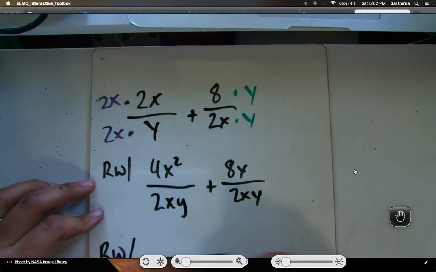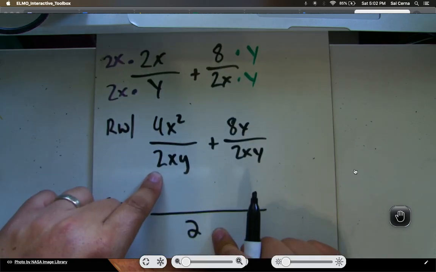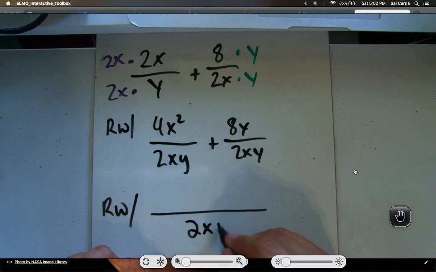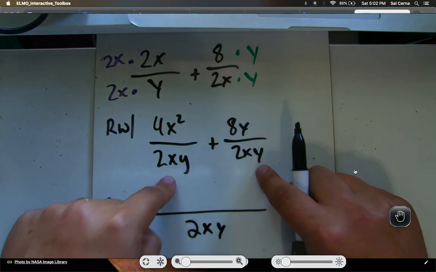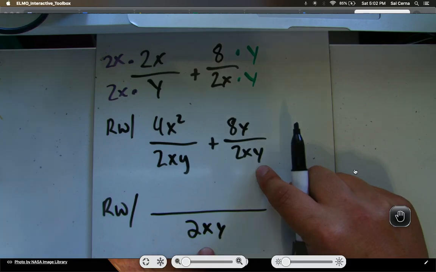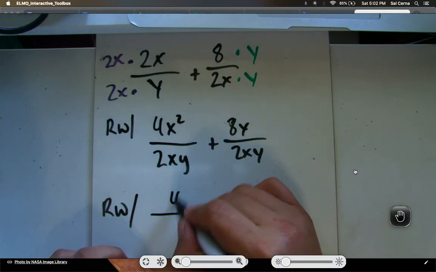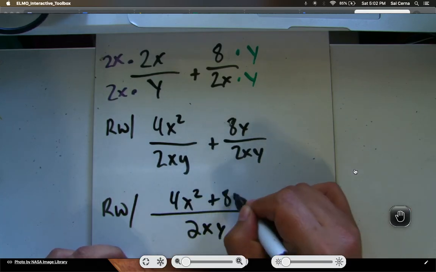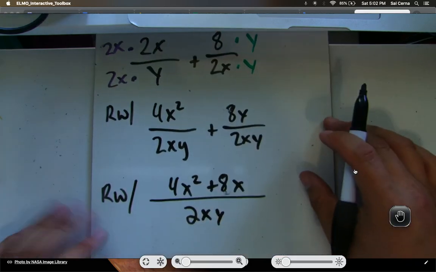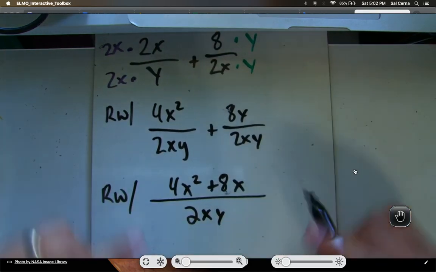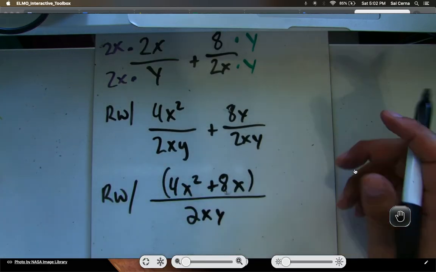Now I can go ahead and add my numerators. Notice that my denominator now is just 2 times xy. I don't add these and get 4xy. Because they're identical, I can rewrite it this way and just add the numerators, which gives 4x squared plus 8x. Now, some of you might stop here and say, well, okay, I'm done. Careful. Remember I said put this in parentheses? Can I factor things out of here? Yes, I can.